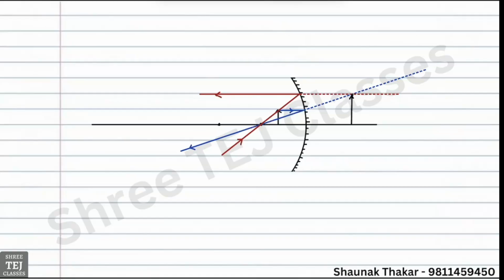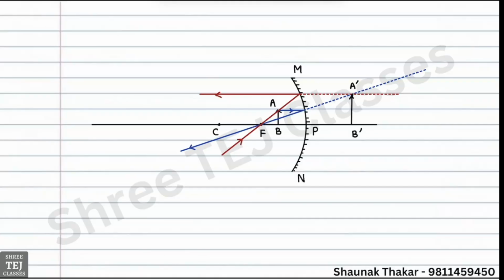So let us name the mirror and mark out the important points. Mirror is MN. This is the pole of the mirror. This point is the focus. This is the center of curvature. The object is named AB and the image will be A dash B dash.